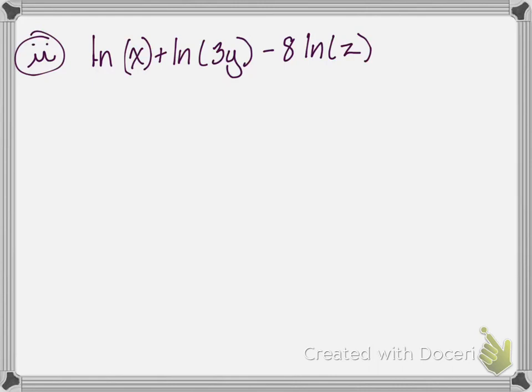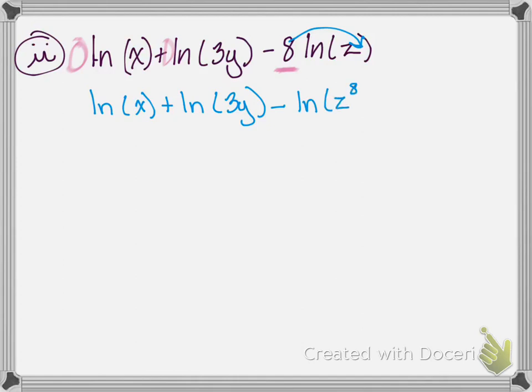Here I have something very similar. I have the natural log of x plus the natural log of 3y minus 8 times the natural log of z. Now the power rule is only applied right here. I don't have any numbers in front of any of these other logs. So I am just going to leave it as the natural log of x plus the natural log of 3y. And minus, I'm going to take this 8 and put it with the z. So then I have minus the natural log of z to the 8th power.